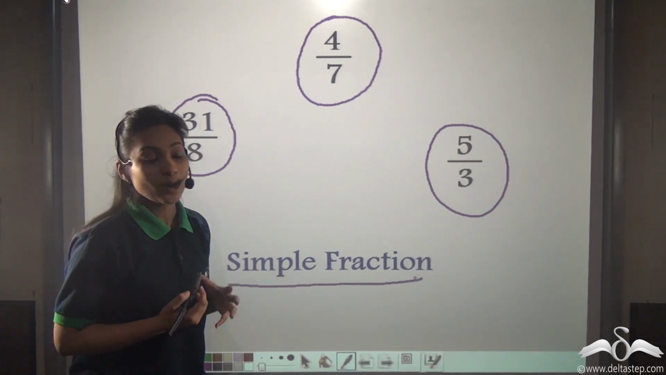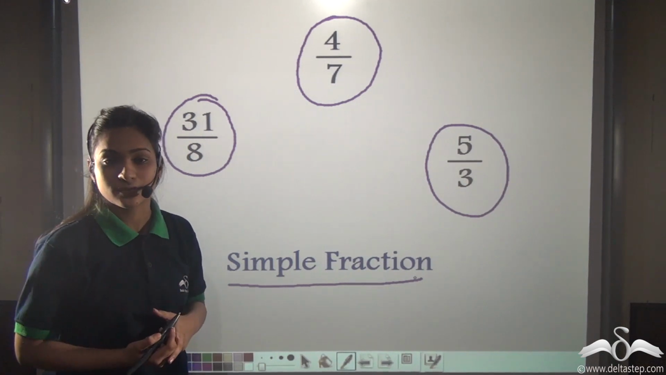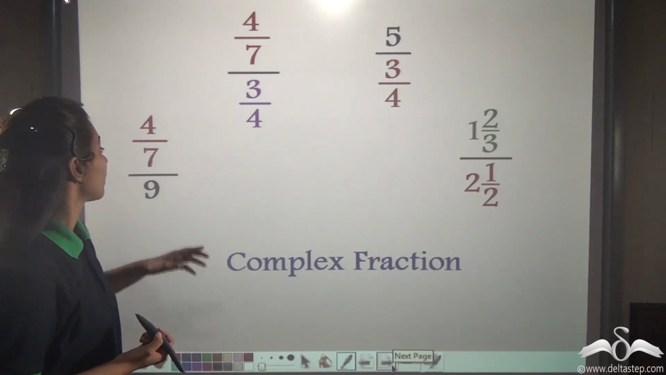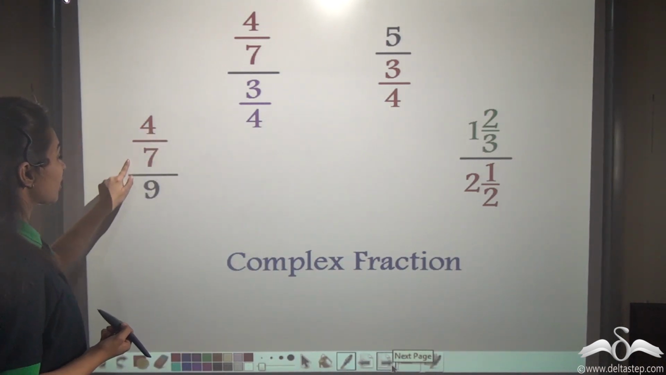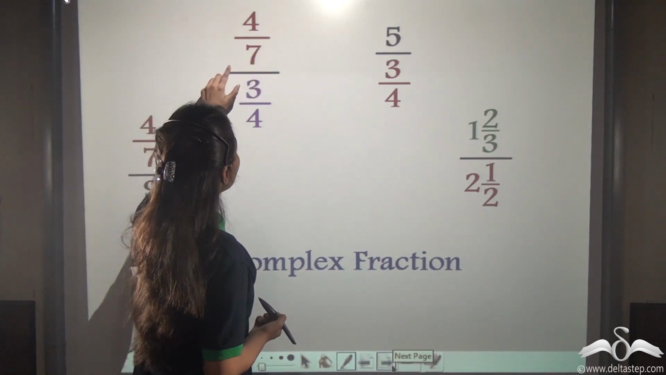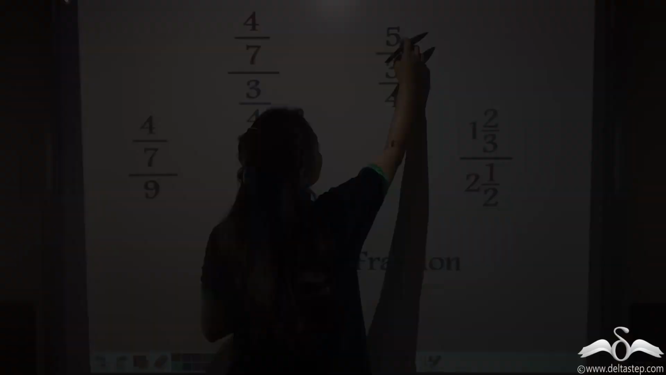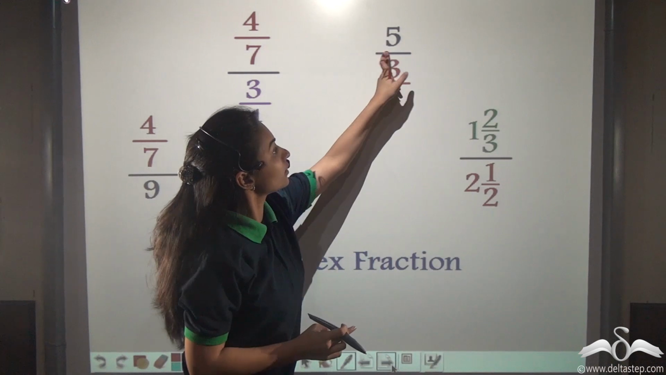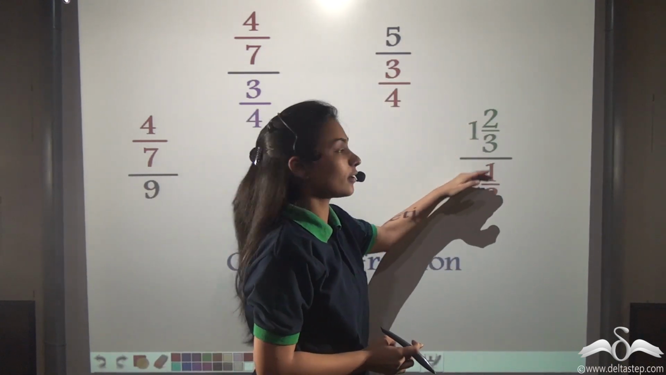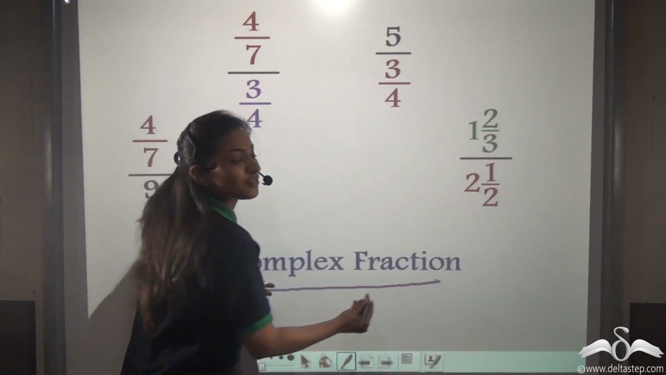But there may be a time where the numerator or the denominator or both could be fractions. Didn't get it? Let me show you. Something like this. Here the numerator has a fraction and the denominator is an integer. Similarly here the numerator as well as the denominator both are fractions. Here the numerator is a whole number and the denominator is a fraction, and here both numerator and denominator are mixed fractions. So these kind of fractions are known as complex fractions.